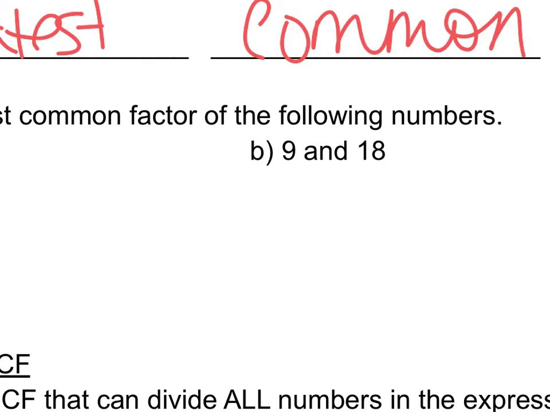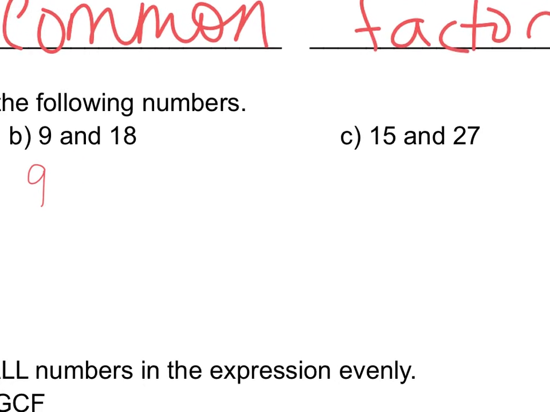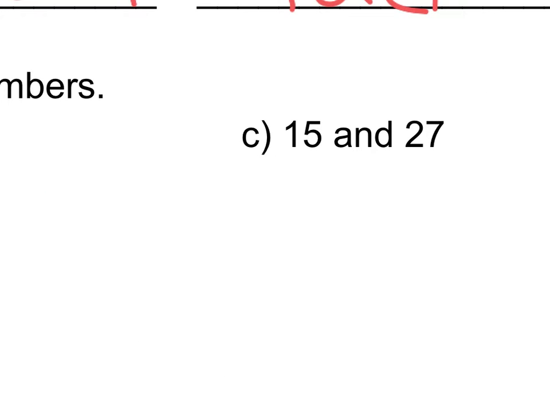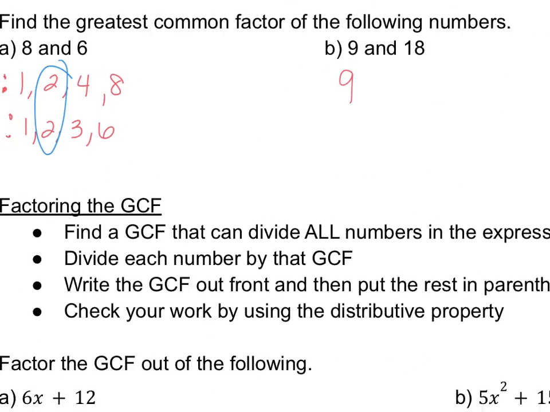Okay, here we go, 9 and 18. You could list them again. I'm not going to. So this has several common factors, like 3, right? I shouldn't say several. There's 2. So 3 is one, but you want the biggest one, and in this case, that would be 9. Okay, 15 and 27, pause it, see if you can do it. On this one, it would actually be 3.